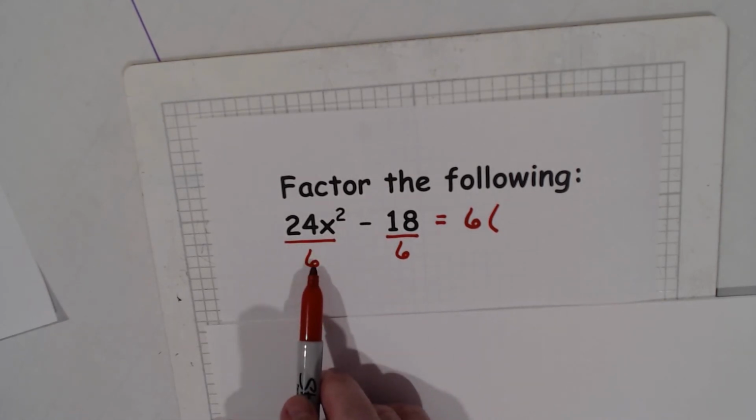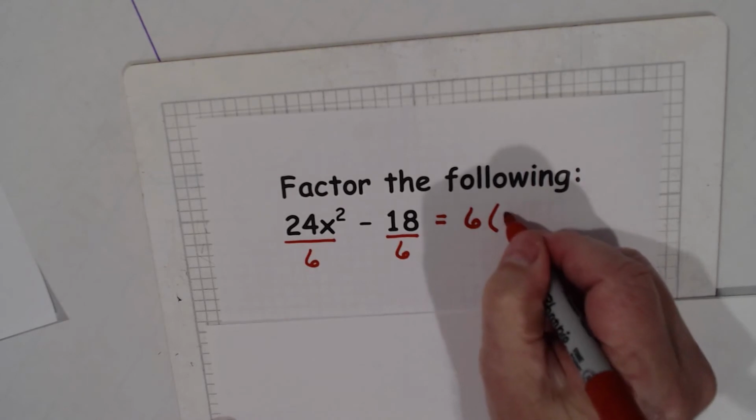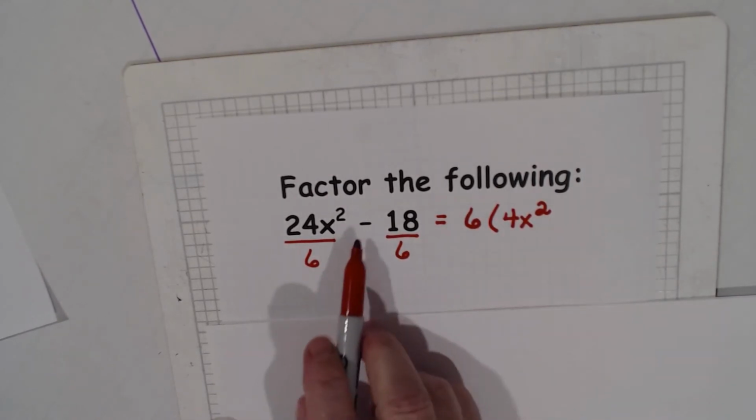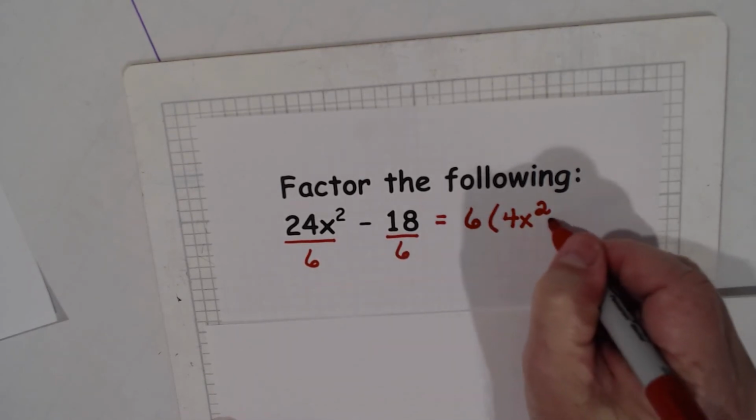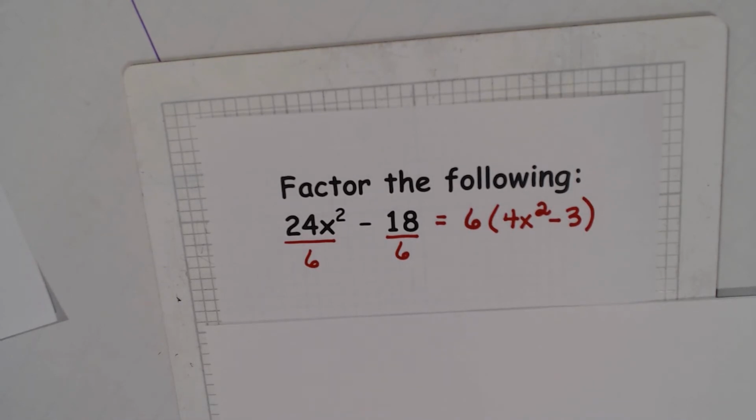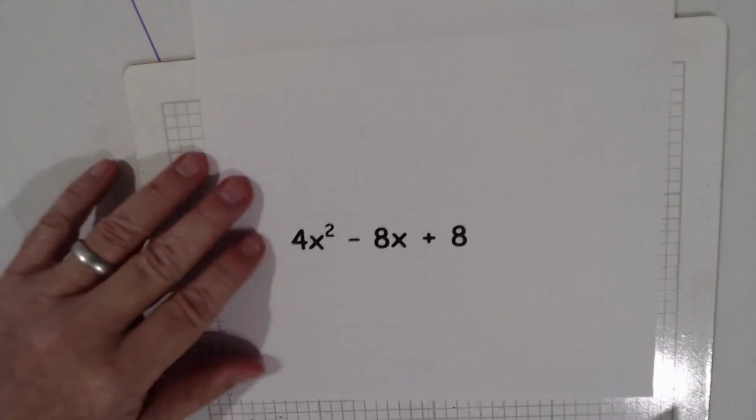24x squared divided by 6. 24 divided by 6 is 4x squared. Negative 18 divided by 6, negative 3. And I closed my parentheses. I've factored out the greatest common factor. I have split this into two products. 6, which is a monomial, and 4x squared minus 3, which is a binomial inside there. I figure out the biggest number that will go into every term that they give me. So let's look at one that has more terms than those.